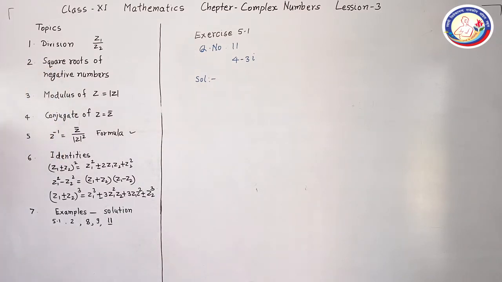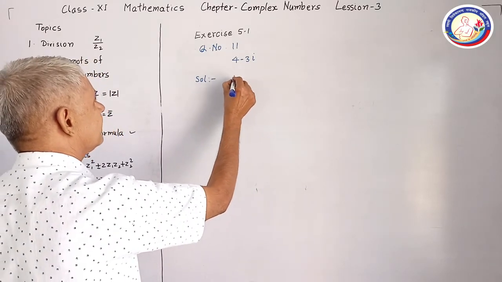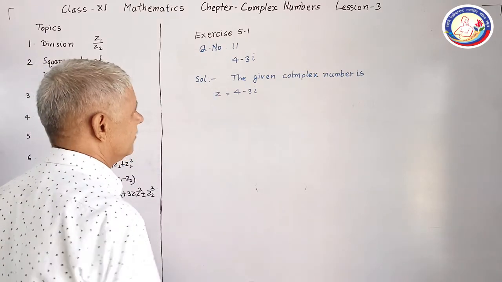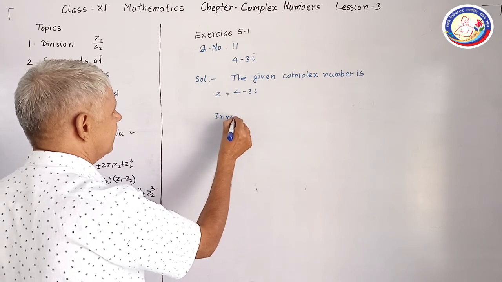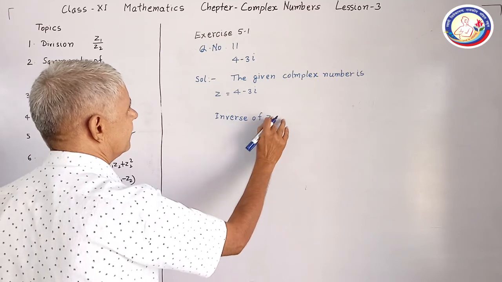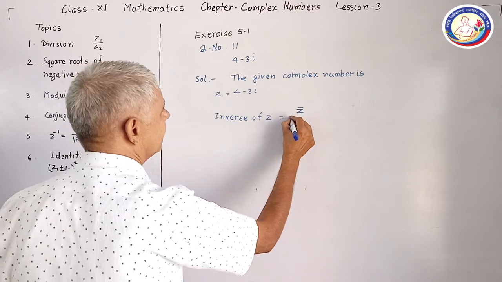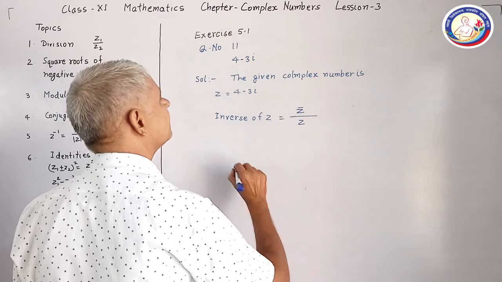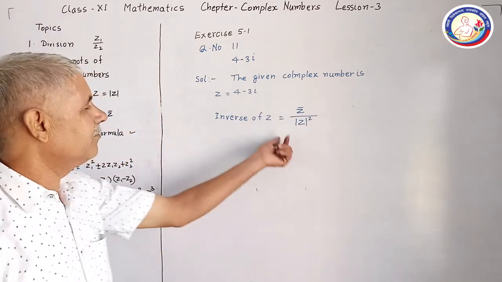We can use a formula here. Here the number is z, let it be z. Then the inverse of z equals the conjugate of z divided by the square of the modulus of z. So this is the formula.